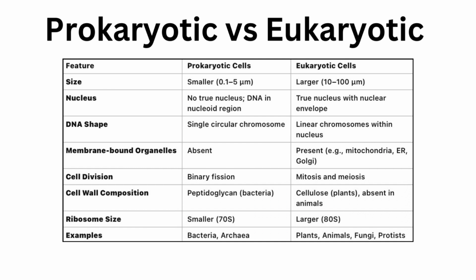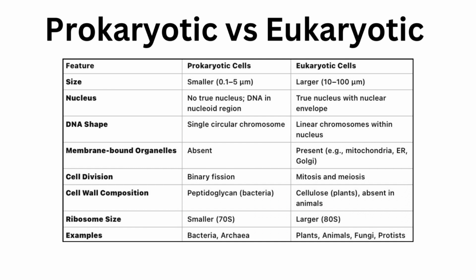Well, the prokaryotic cells are smaller, 0.1 to 5 micrometers, while the eukaryotic cells are 10 to 100 micrometers. The prokaryotic do not have a true nucleus, just a DNA nucleoid region, unlike the eukaryotic, which have a nucleus. The DNA shape for the prokaryotic is a single circular chromosome. Eukaryotic have linear chromosomes within the nucleus. Membrane-bound organelles are absent in the prokaryotic compared to eukaryotic. The cell division for prokaryotic is binary fission, while the eukaryotic cells do mitosis and meiosis.